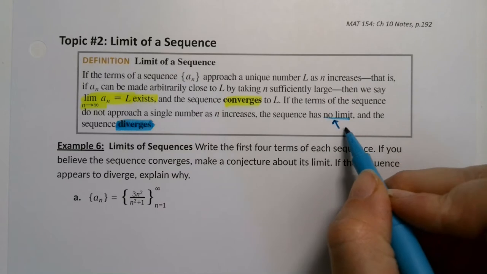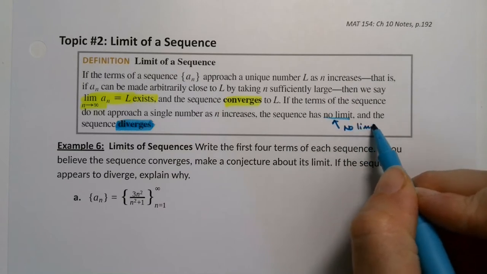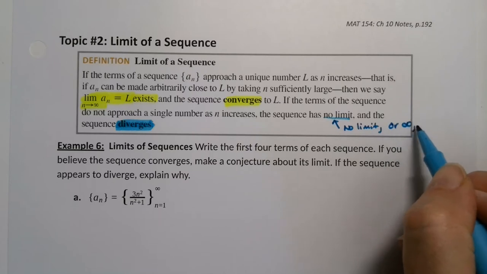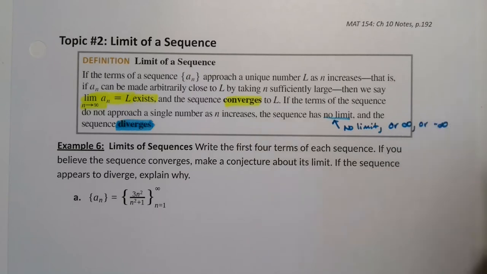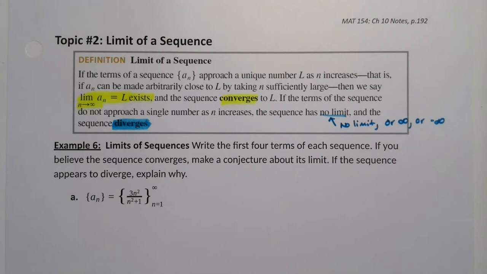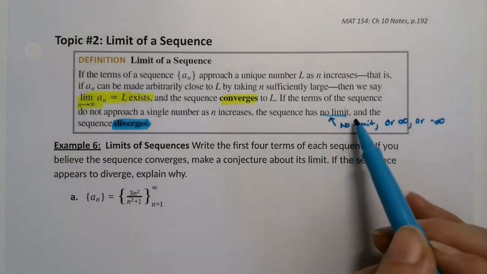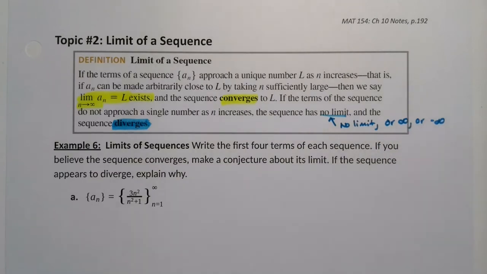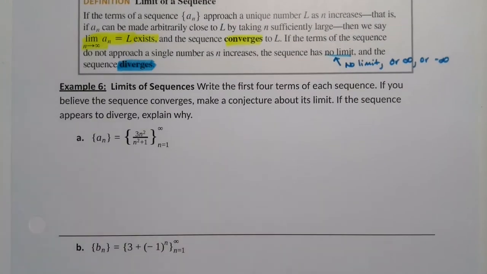So this could be no limit, right? Just no limit. We'll see what that means. It could be positive infinity, or it could be negative infinity, because infinity is not really a place. So if you go to infinity, that's not really a limit. So when they say no limit, they mean a couple different things. They're all no limit, but we think of them slightly differently. All right, so let's look at some examples, shall we?